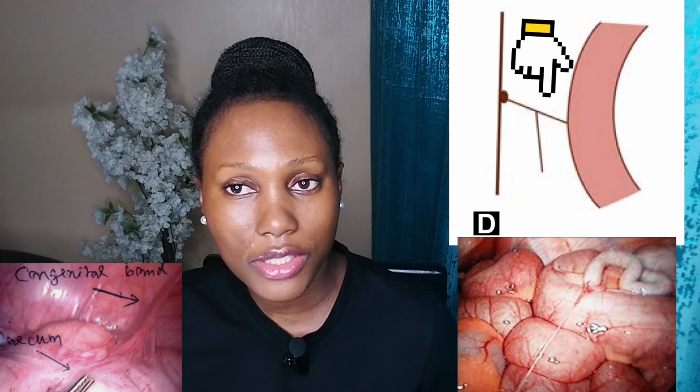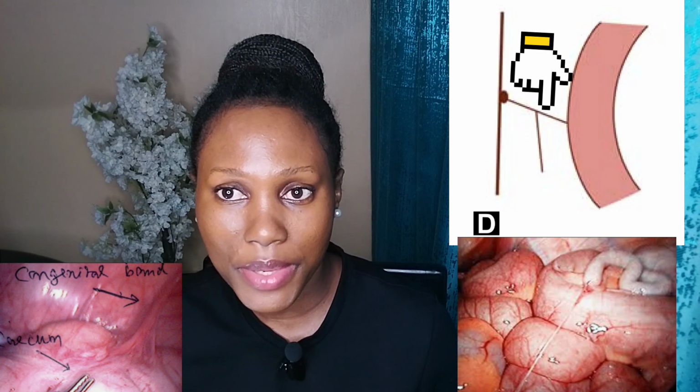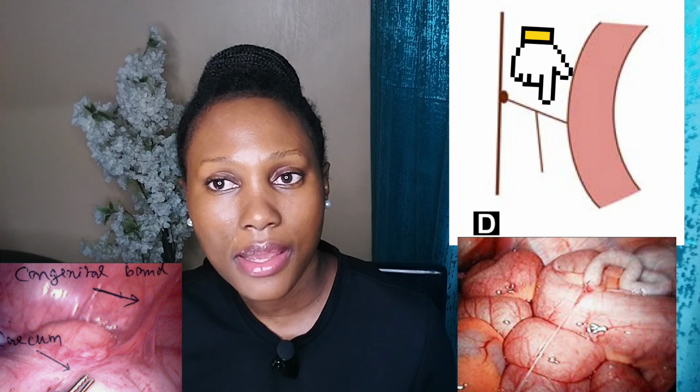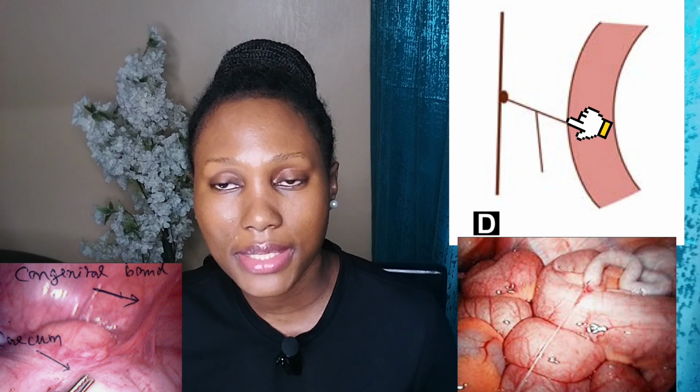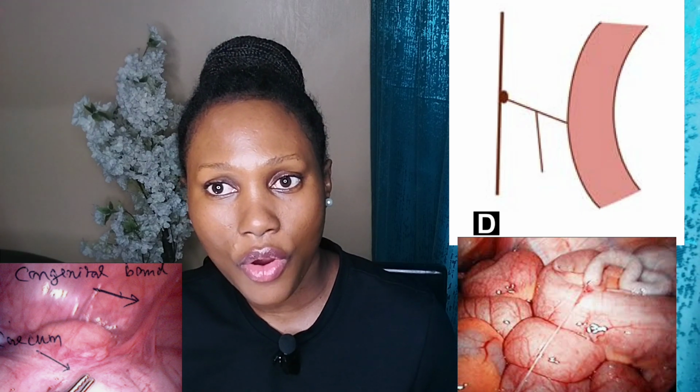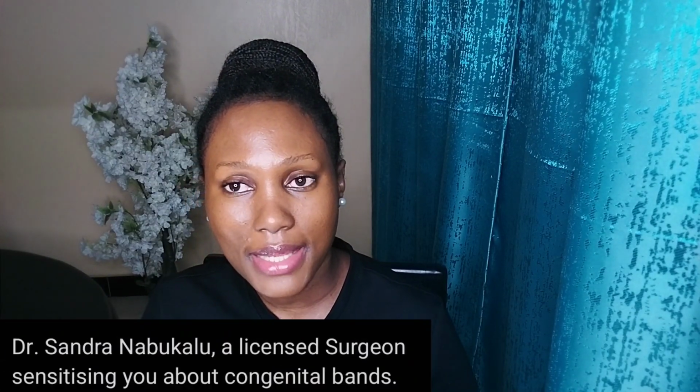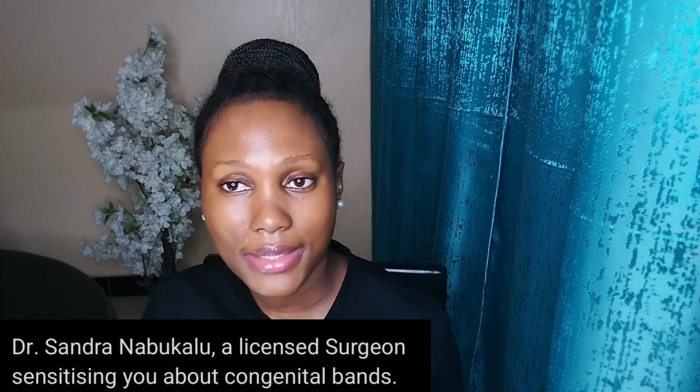In a setting where the vitellointestinal duct was completely obliterated, it was completely closed off, but it didn't disappear, meaning that it is going to be left connected to the umbilicus and the ileum, the last part of the small intestine, we shall end up with a condition called a congenital band. A congenital band will present as features of intestinal obstruction, for example, on and off abdominal pain, abdominal distension, vomiting, failure to pass stool, and failure to pass flatus.